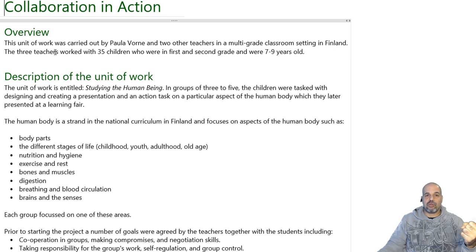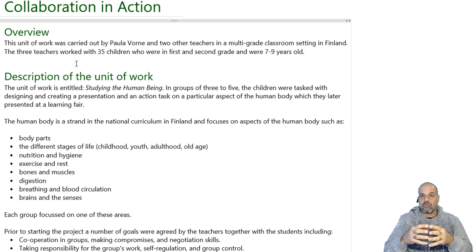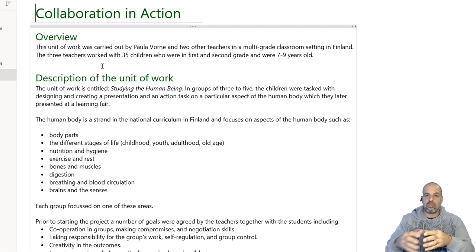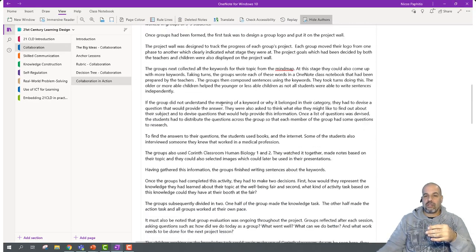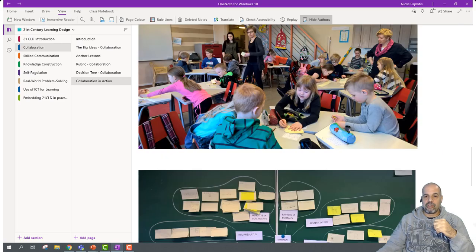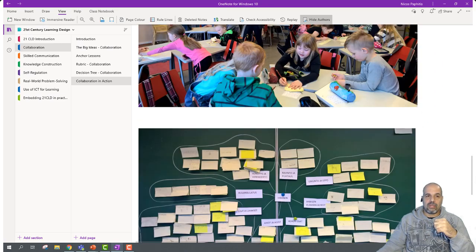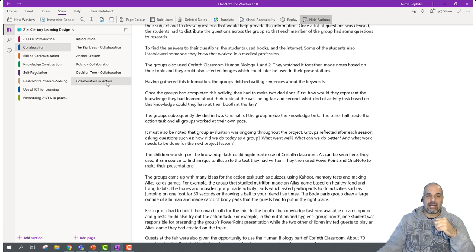Okay, and it says here this unit of work was carried out by Paula Vaughan and 2 other teachers in a multi-grade classroom setting in Finland. The 3 teachers worked with 35 children who were in 1st and 2nd grade and were 7 to 9 years old. And then it just goes over it. So it's really good to get a good understanding, and you get some pictures here of the work that they did. So it actually shows collaboration in action.